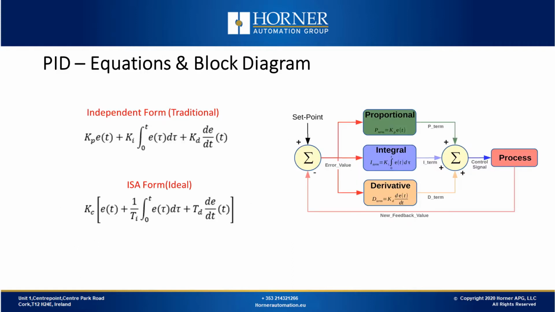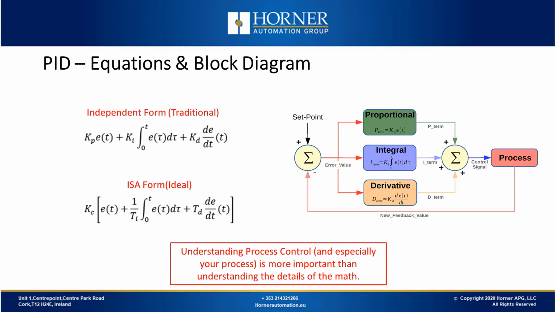At the heart of it, there are many different forms of equations that are presented in different ways. The two we'll talk about today are the traditional form, called independent form, and the ISA form, known as the ideal form. On the right is an example of a PID block diagram, which has many variations. Don't worry, understanding process control in general is more important than the math. So let's dive into process control in general and how we can use it.